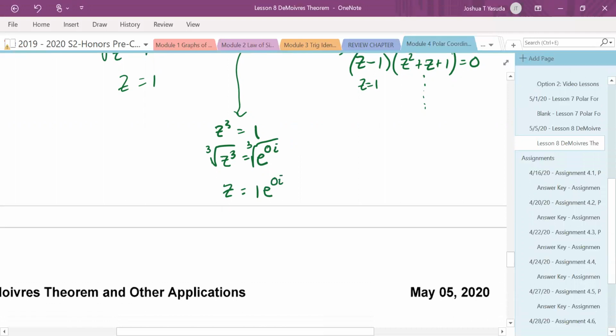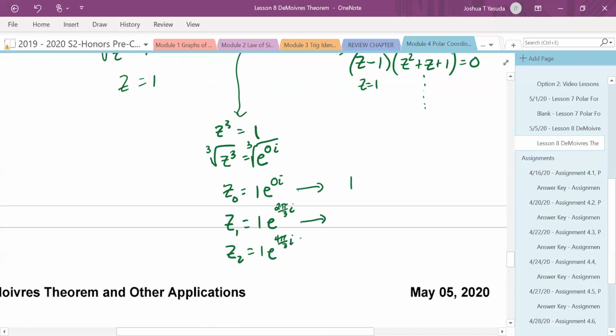So this is z sub 0, z sub 1, z sub 2. And you just have to add 2 pi thirds each time. So it'd be 1 e to the 0i. And then you got to add 2 pi thirds, so 1 e to the 2 pi thirds i. And then 1 e to the 4 pi thirds i. And I'm not kidding, this is literally easier. So this goes to just 1.